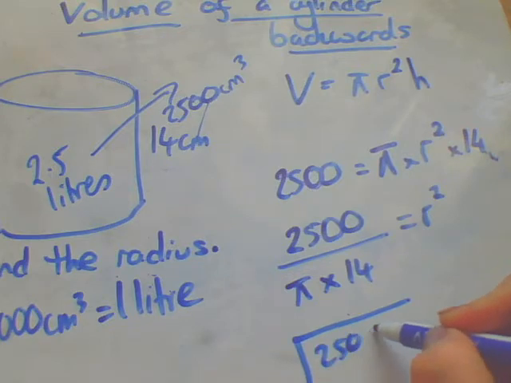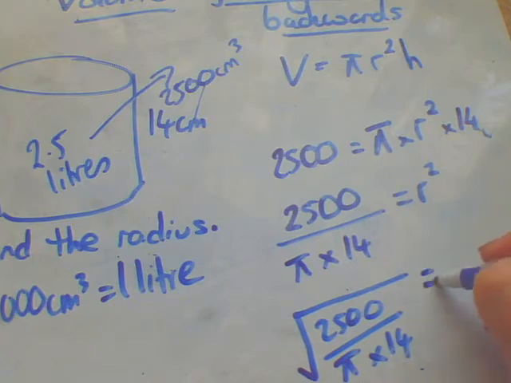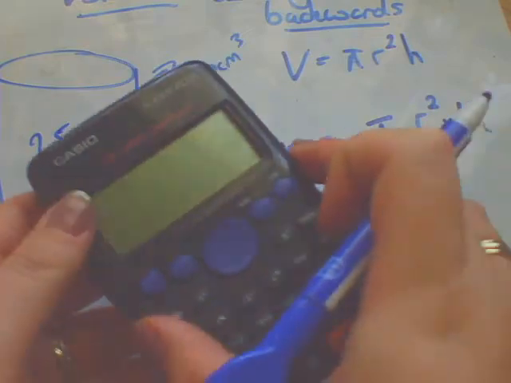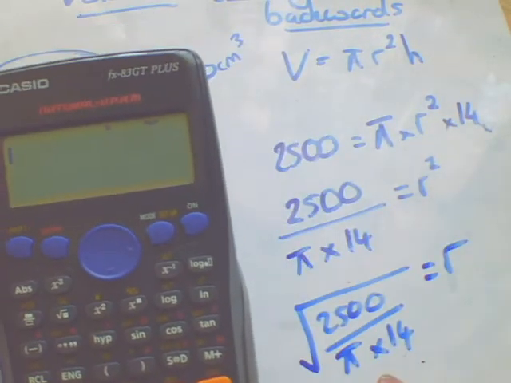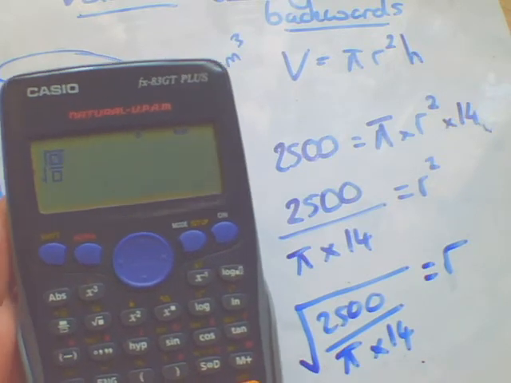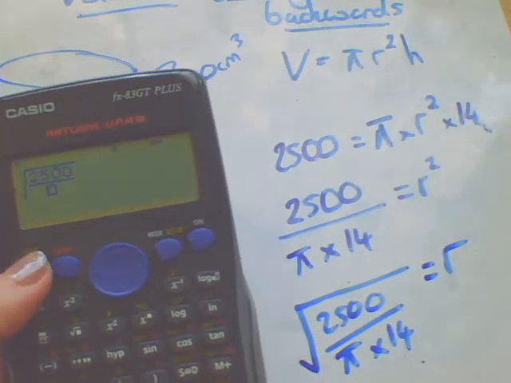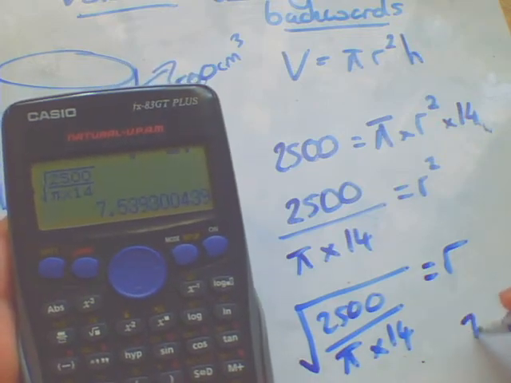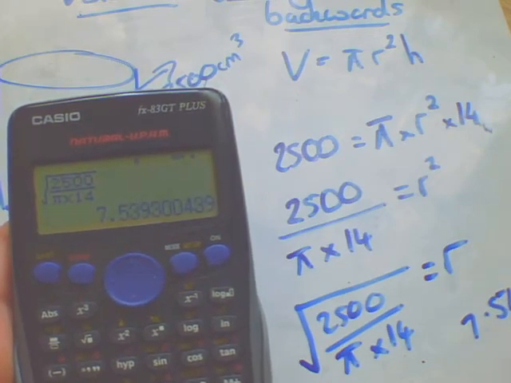root it. Now you'll notice I'm not working out each individual section. I'm going to do this all in one go. Okay, because that way I don't get rounding error. So on my calculator I'm going to put this in exactly as I've written it just here. So the square root, then the fraction button, 2,500, on the bottom pi times 14. That is going to leave me with 7.54 to 2 decimal places centimetres.